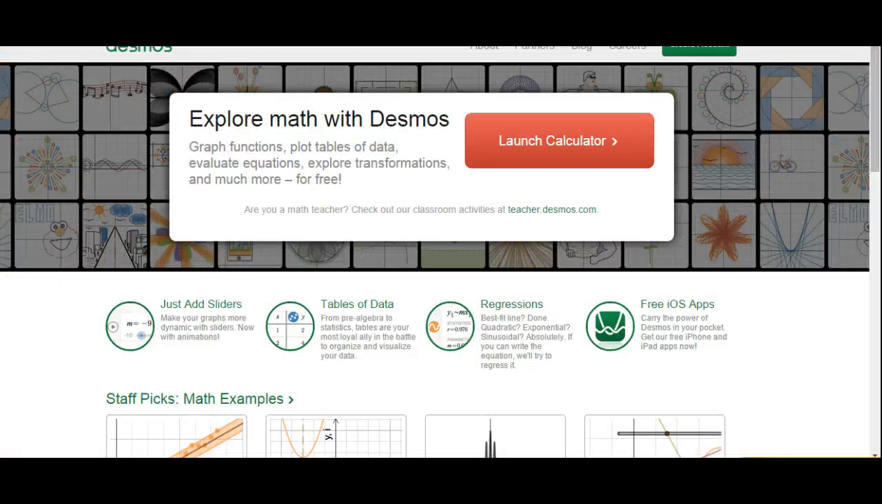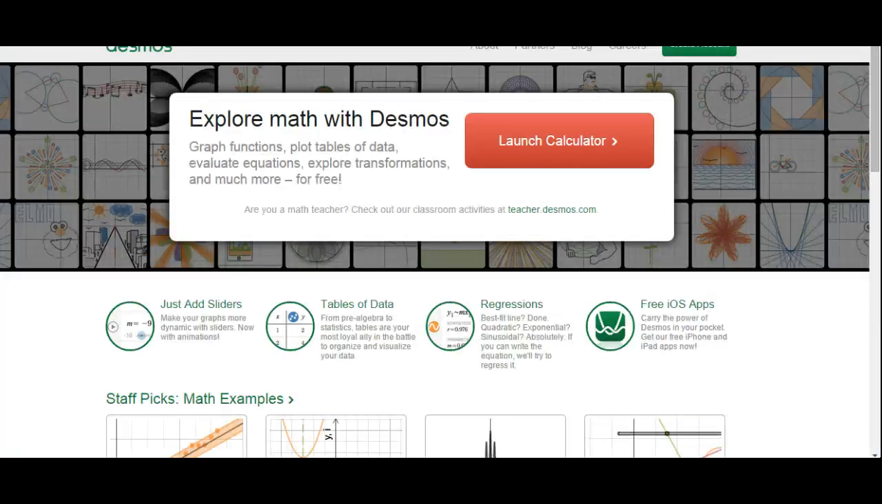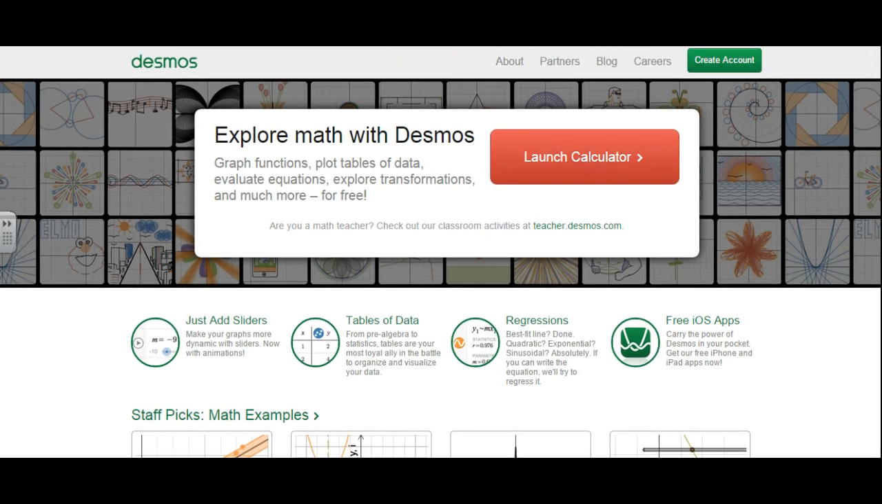The one I like is called Desmos. Sorry, I accidentally paused it. I was going to an online graphing calculator, and my favorite one is called Desmos.com. Let me see if I can expand the screen now so that you'll be able to see the entire internet page.